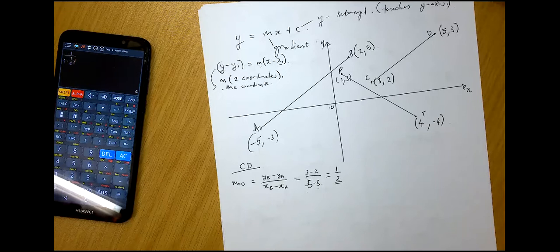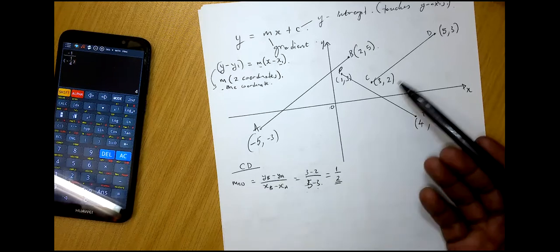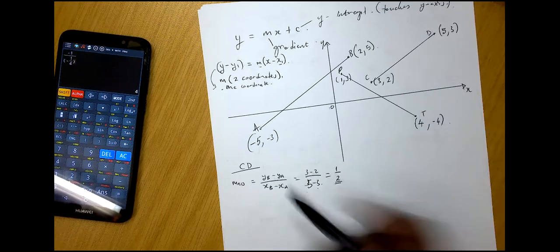Okay. Now, what do we need to do now? We choose one of these points. So let's just use C.